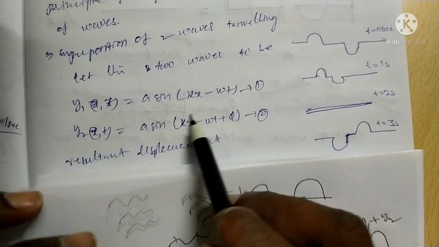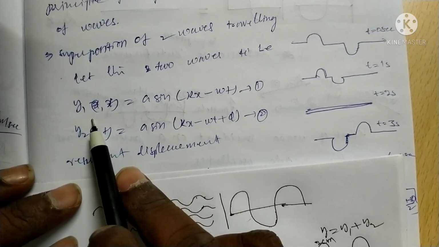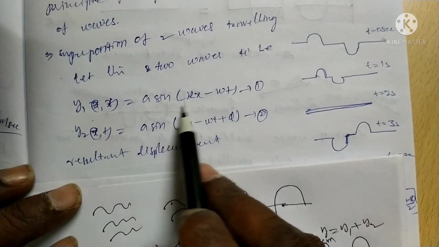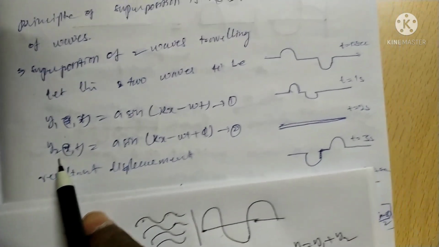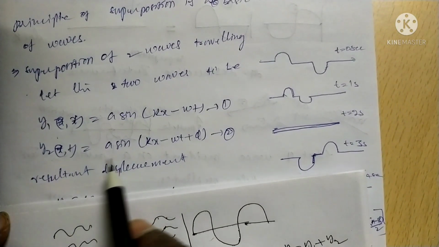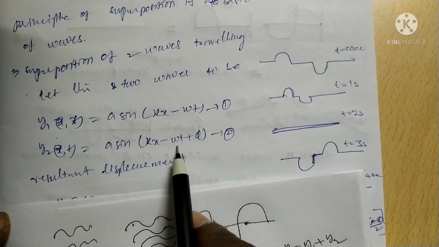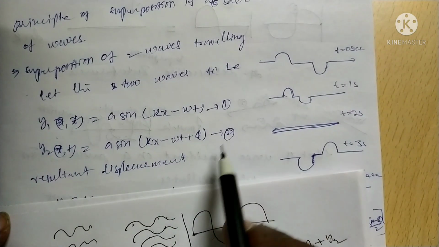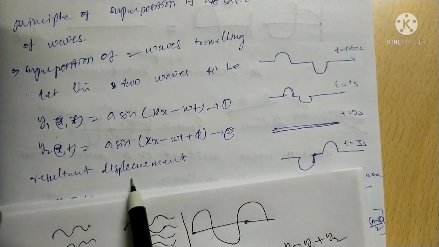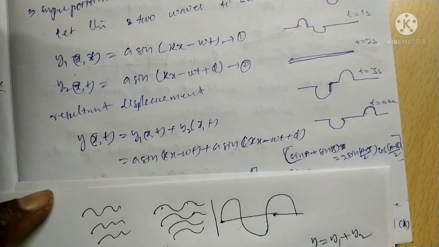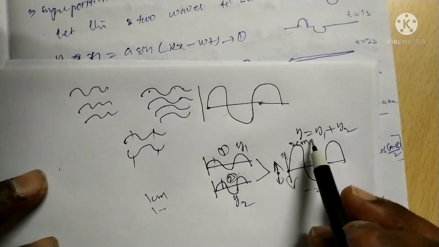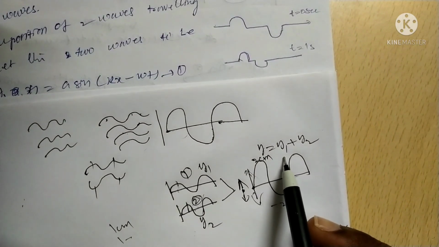Now the resultant vector. The displacement of the first wave is y1 equals a sin(kx minus omega t). The displacement of the second wave is y2 equals a sin(kx minus omega t plus phi). This is equation number 1. Equation number 2, the resultant displacement is y equals y1 plus y2.